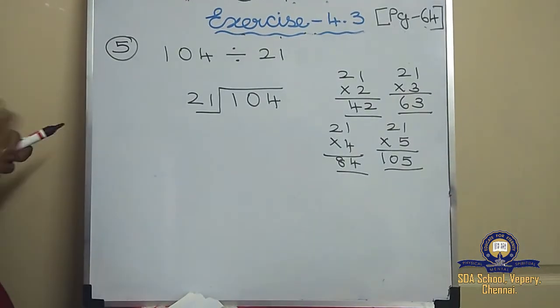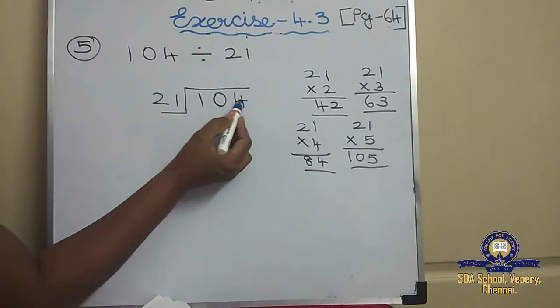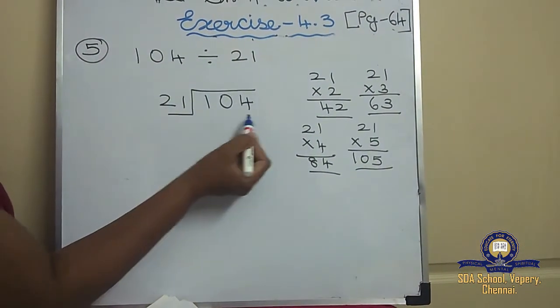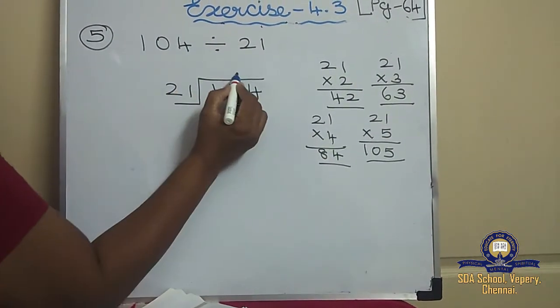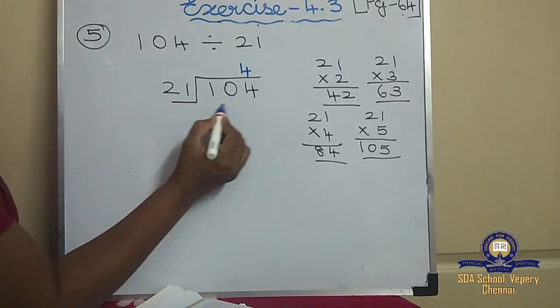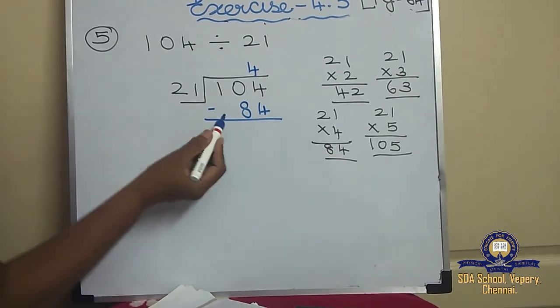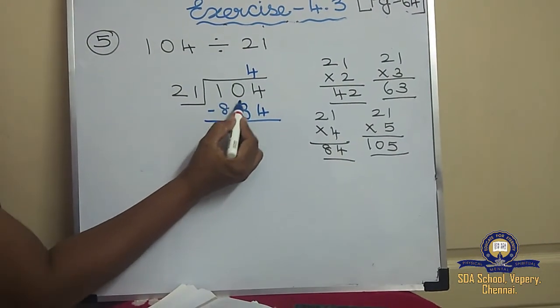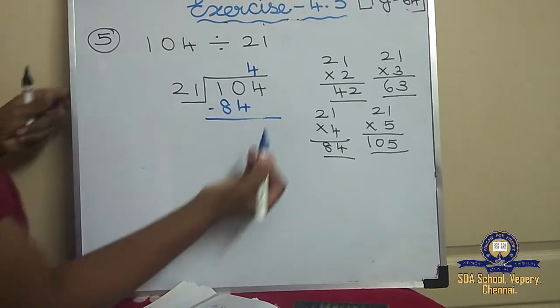See, here the dividend number is 104, but here it is 105. Can you put 105 here? No. So the number before is what? 84. So 21 fours are 84. See, you have to write 84 like this. Here you should not write 84 like this. If you write 84 like this, it will be wrong.